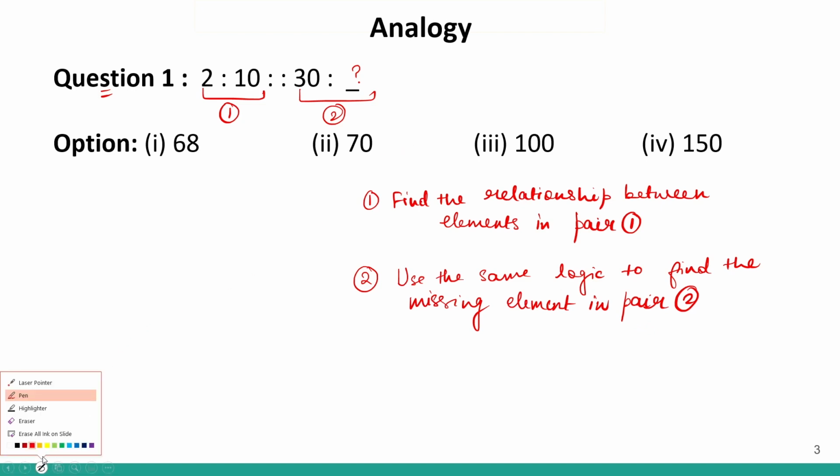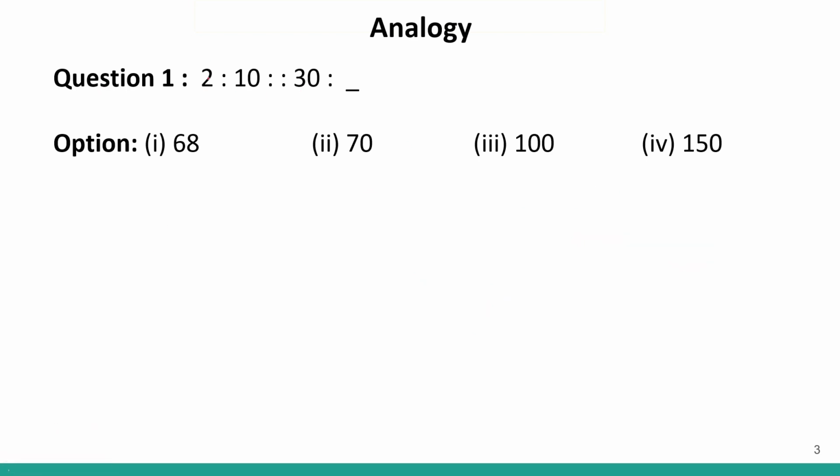Let us look at this question. We have 2 and then 10. The first logic can be plus 8. If I add 8 to 2, I will get 10. So if I add 8 to 30, I will get 38. But do we see 38 as an option? No. So this is not the logic that is being used.